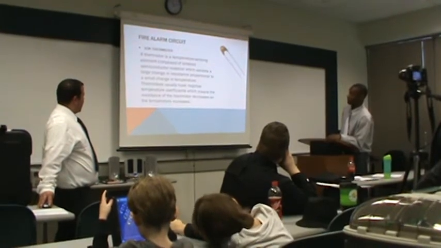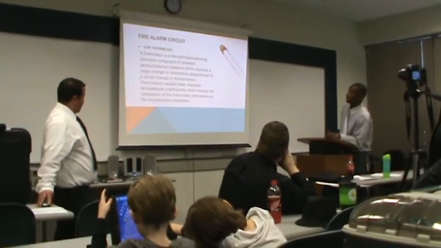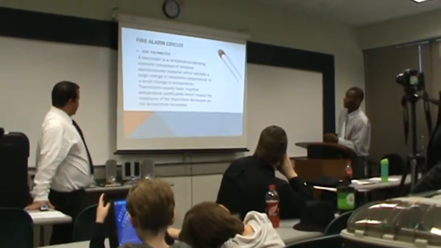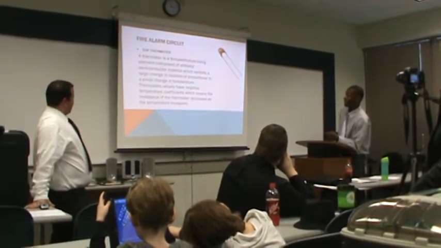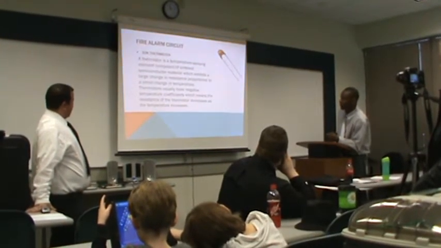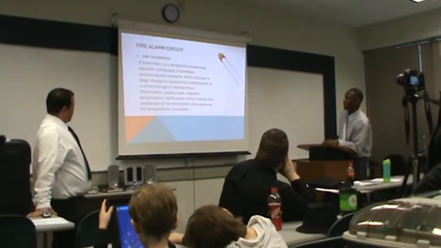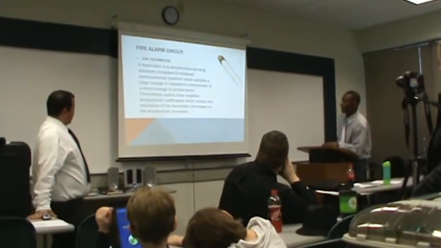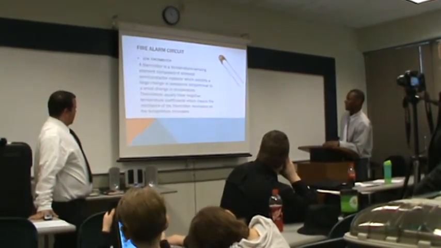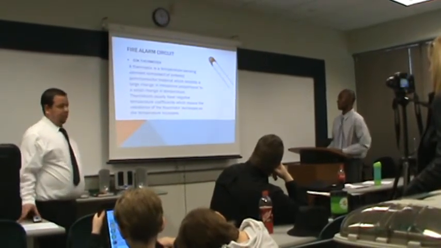A 10K thermistor, which we had trouble finding. It's a temperature sensing element composed of semiconductor material which exhibits a large change in resistance proportional to a small change in temperature. They usually have negative temperature coefficients, which means the resistance of the thermistor decreases as the temperature increases.